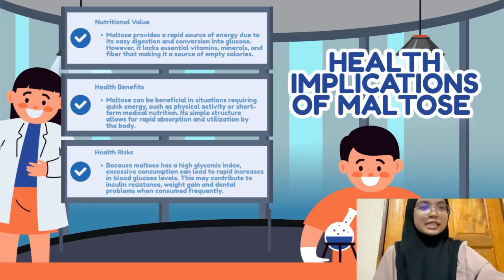The implication of maltose is that it provides a rapid source of energy due to its easy digestion and conversion into glucose. However, it lacks essential vitamins, minerals, and fiber, making it a source of empty calories. The health benefit of maltose is that it allows for rapid absorption and utilization by the body. Maltose also has a health risk because it has a high glycemic index, and excessive consumption can lead to rapid increases in blood glucose level. This may contribute to insulin resistance, weight gain and dental problems when consumed frequently.